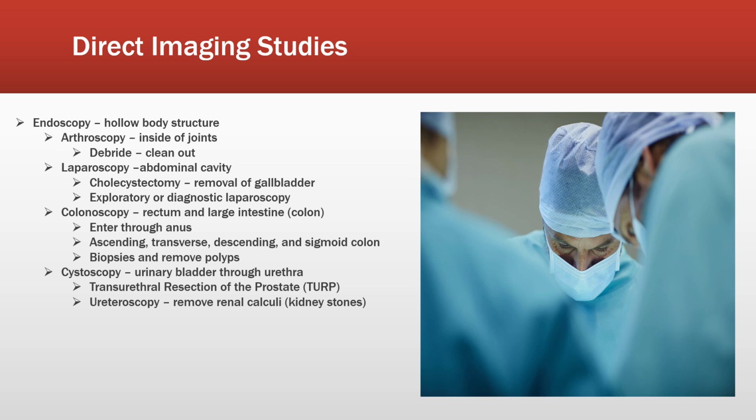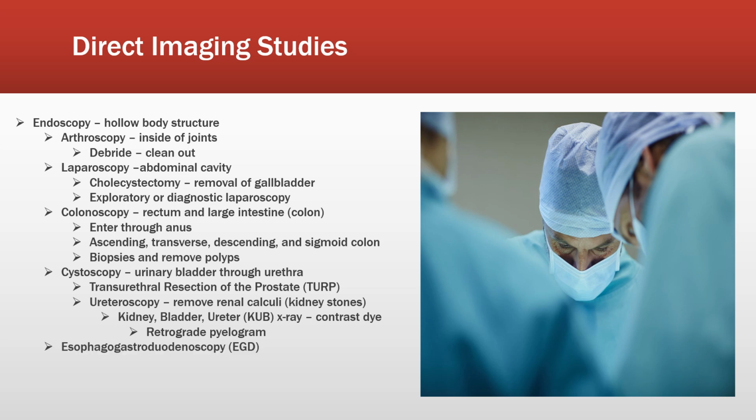Contrast dye may be administered through the scope with a kidney, bladder, and ureter or a KUB X-ray for a retrograde pyelogram. An esophagogastroduodenoscopy, or EGD, directly visualizes the esophagus, stomach, and duodenum. Instruments may be used during the procedure to obtain biopsies. Similarly, a bronchoscopy directly visualizes the trachea, larynx, bronchi, and lungs, and instruments may be used to obtain biopsies. Both an EGD and bronchoscopy enter through the patient's mouth.